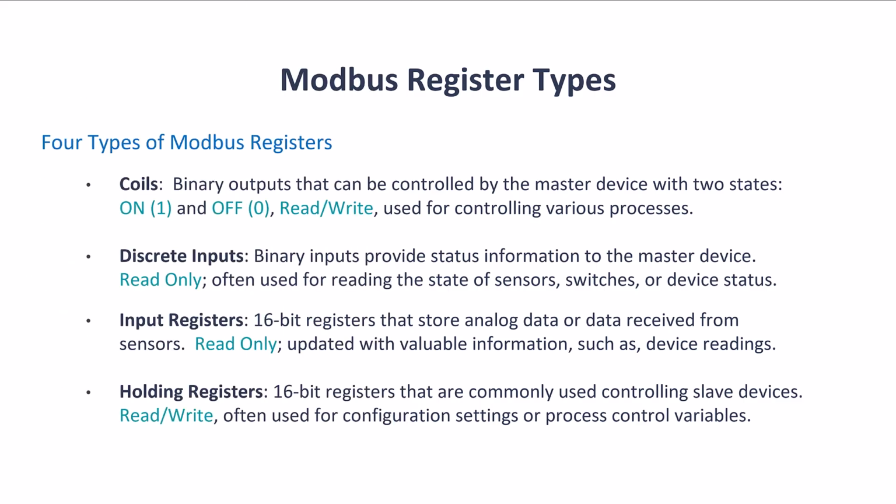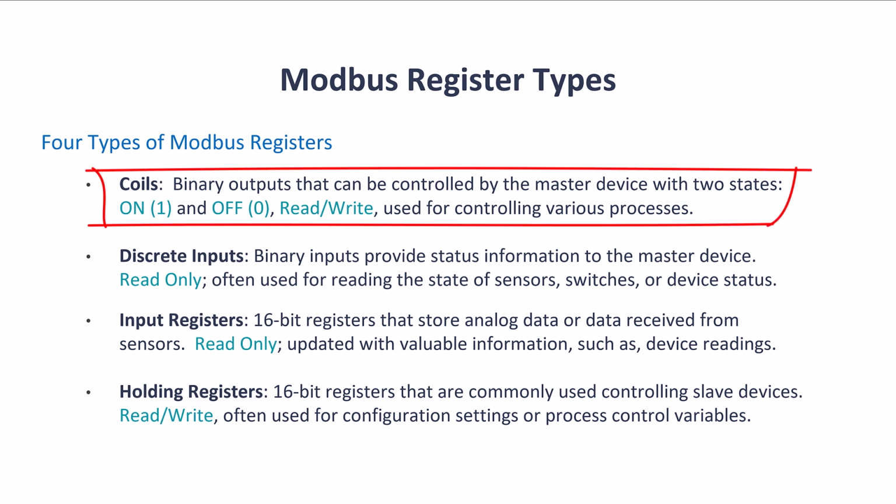Okay, let's take a look at the different Modbus register types. There are 4 main types, each with a specific role in how devices communicate over the network. Coils are binary outputs that can be turned on or off by the master. These are typically used to control actuators like motors or valves. The master can both read their current state and write new values.